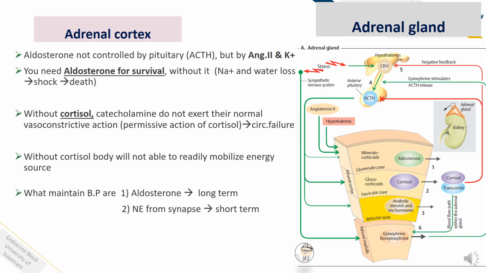And what maintains blood pressure is aldosterone and norepinephrine from synapses. So for controlling blood pressure, the most important one for the long term is aldosterone, and for the short term is norepinephrine released from synapses.